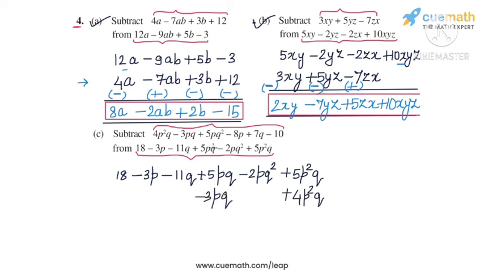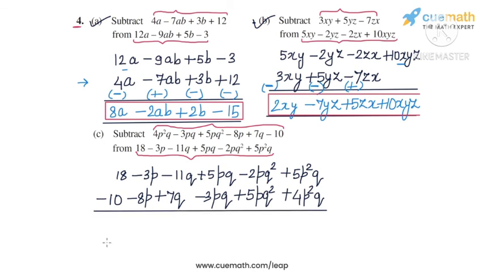Then we have plus 5pq square, which we will write below minus 2pq square. So plus 5pq square. Then we have minus 8p, which we write below minus 3p. And then we have plus 7q, which we write below minus 11q. And then finally we have minus 10, which we write below 18. So this is how we write the two expressions. And now we can carry out the subtraction process.